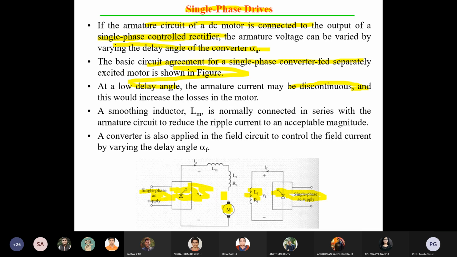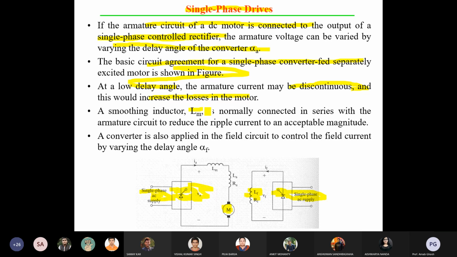So definitely, the firing angle will be less. Okay, so it will be discontinuous. More means, changing of the firing angle may be responsible for the change from continuous mode operation to discontinuous mode of operation. Okay, it would increase the losses in the motor.